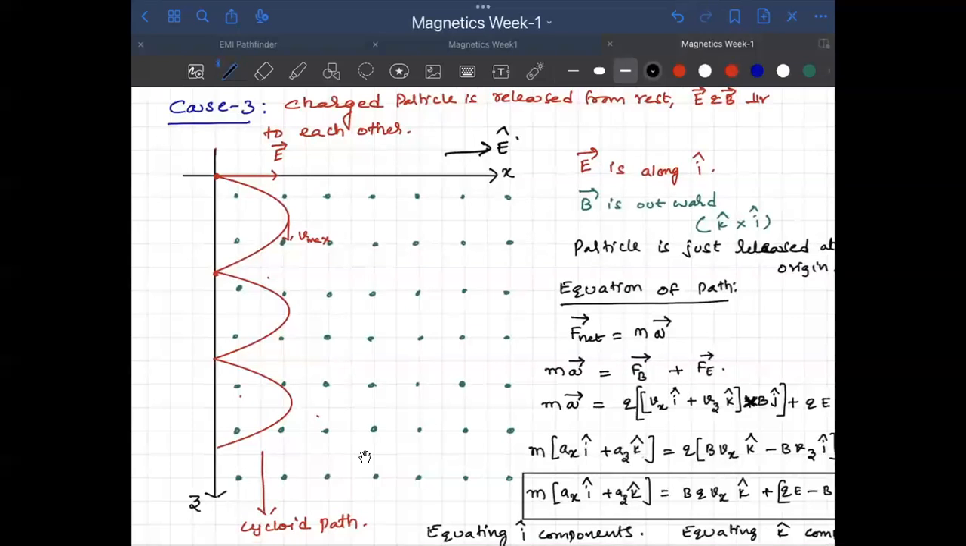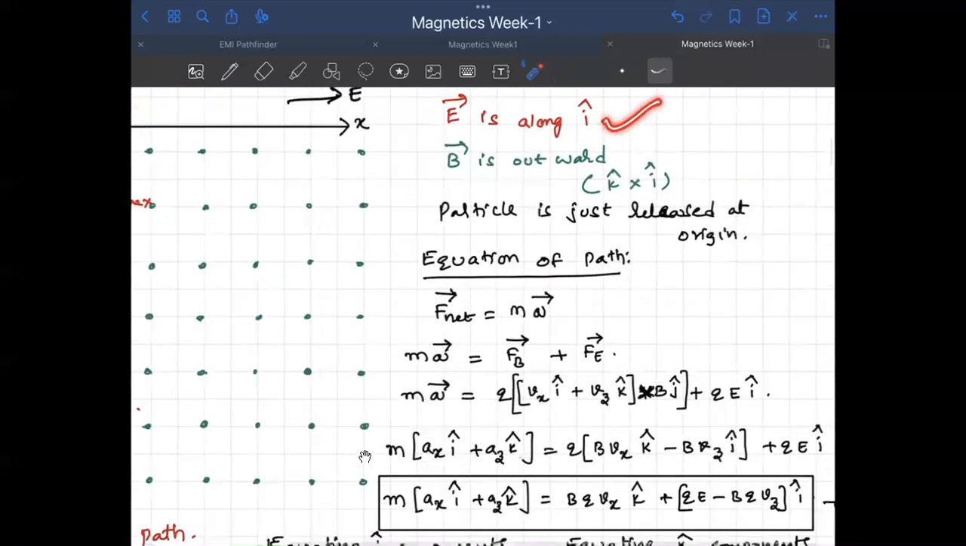And at some point, what happens? Its velocity becomes parallel to the z-axis, perpendicular to the x-axis. Now it goes in the opposite sense. From here to here, speed increases. From here to here, speed decreases. And finally it comes to instantaneous rest. This process repeats. Such a path is called a cycloid path. That is all introduction only. Don't worry, I'll prove it right now.